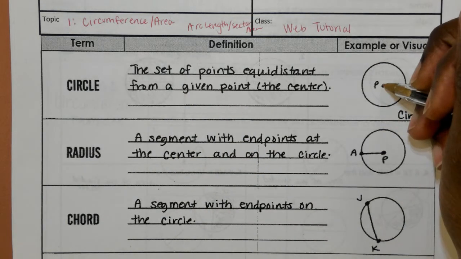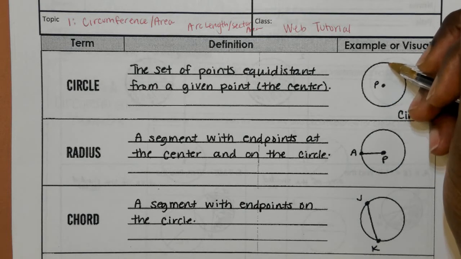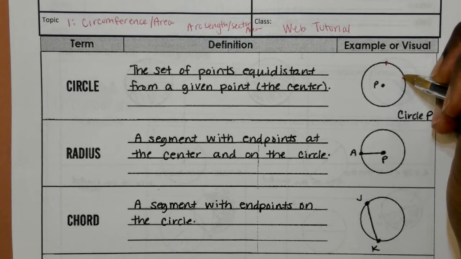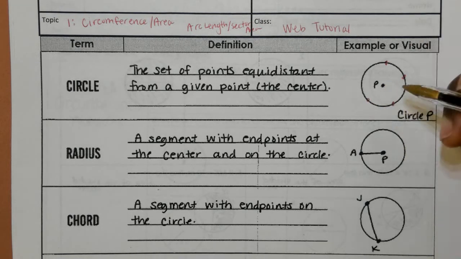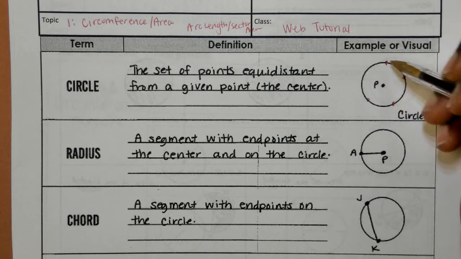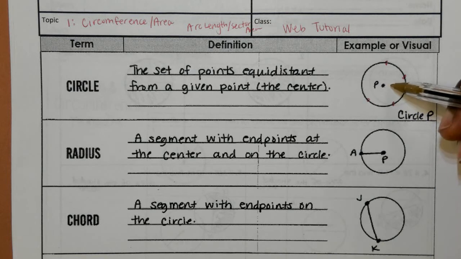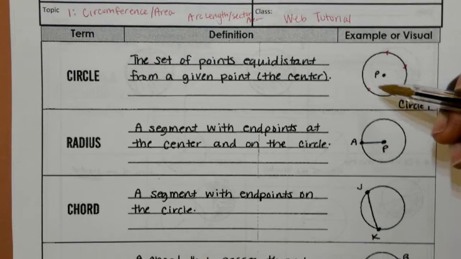So P is a point just anywhere in a plane, and then every point that's equidistant to that, so the same distance away, so this point is the same distance away from P as this point is from P, as this point is from P, so all of these points are equidistant from P. If you were to connect all the points that are the same distance from P, it would create a circle, and we call the circle circle P because that's the circle's center.